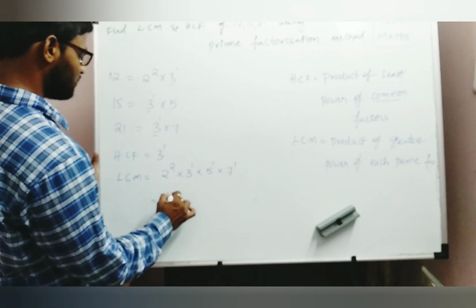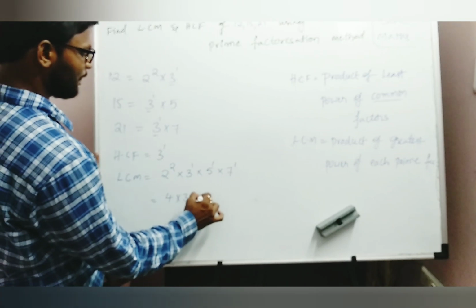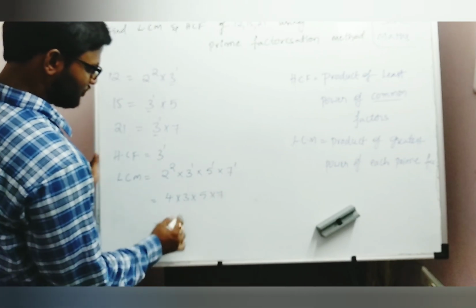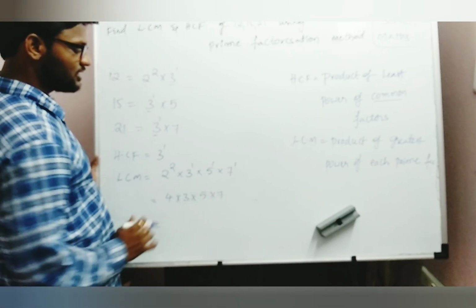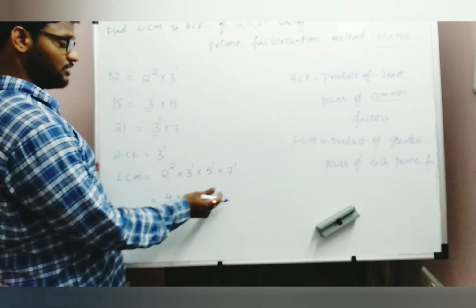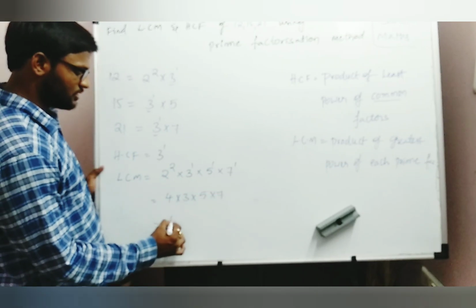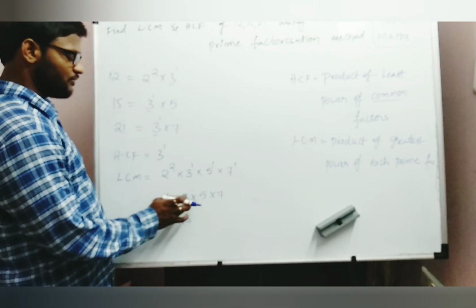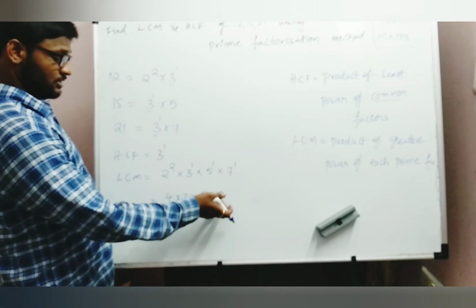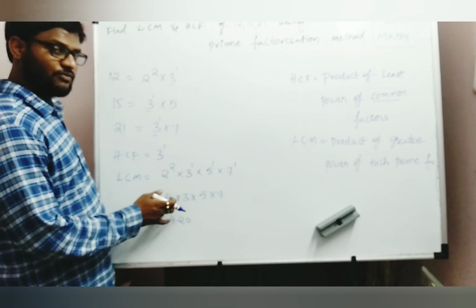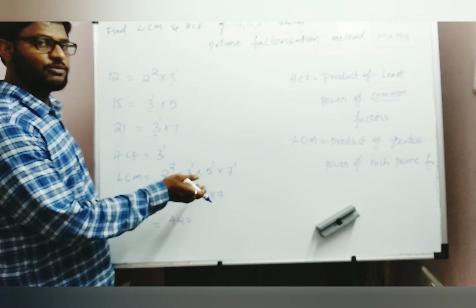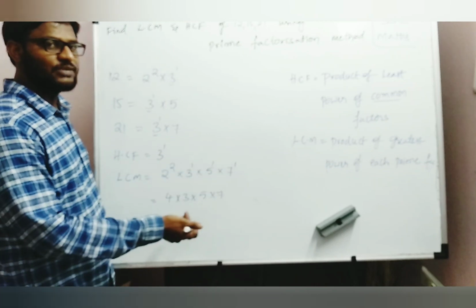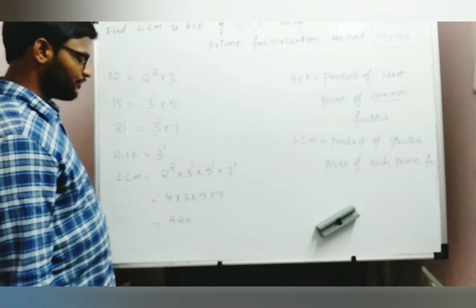So 2 square is 4, 3, 5, 7. 4 3s are 12, 12 5s are 60, 60 7s are 420. Okay. Or first you multiply 4 3s are 12, 7 3s are 21, 21 4s are 84, 84 into 5. 84 10s are 840, make it half, 420.